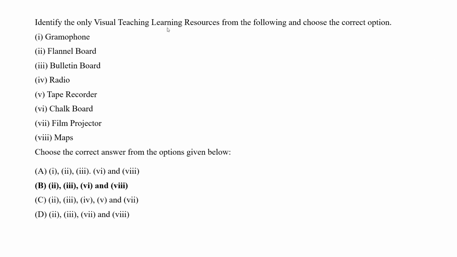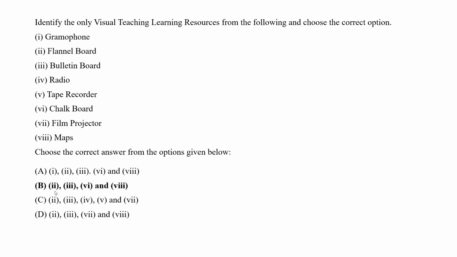Identify the only visual teaching learning resources from the following. Choose the correct option, only visual teaching. What is gramophone? Actually audio, so that's not correct. A flannel board is visual, and bulletin board also visual, and radio is called audio. Tape recorder is called audio. Chalkboard is called visual, and maps are called audio visual, but it is asking visual only. Okay, and yes, maps also they can say.